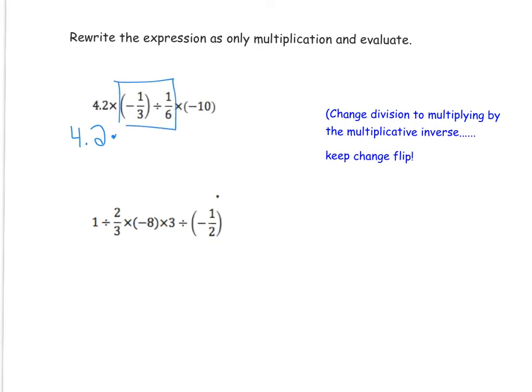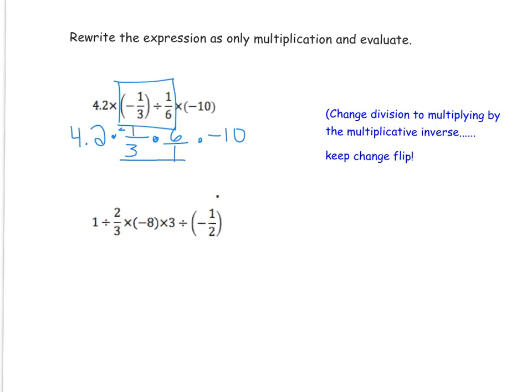So here is my division part. So I'm going to keep the first number. And remember, it's negative, don't drop that. And I'm going to change the division to multiplication, and I'm going to flip the second number. So now I have this part.